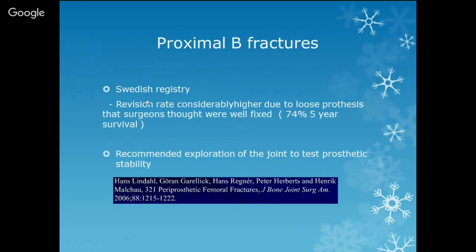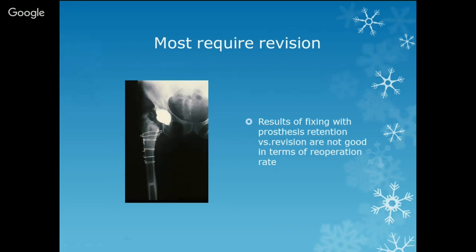Now, in proximal B fractures the revision rate is considerably higher due to loose prostheses that surgeons thought were well fixed. That is important. Every time a surgeon says that a prosthesis is stable, he uses a plate and fixes it. But it is recommended to explore the joint to test the prosthetic stability. So most cases require revision. These are the results of fixation versus revision.